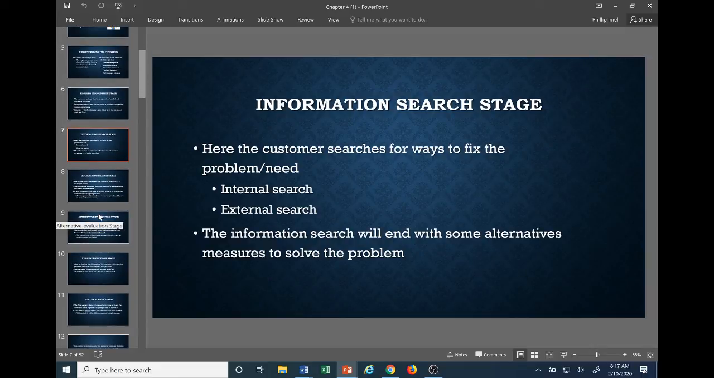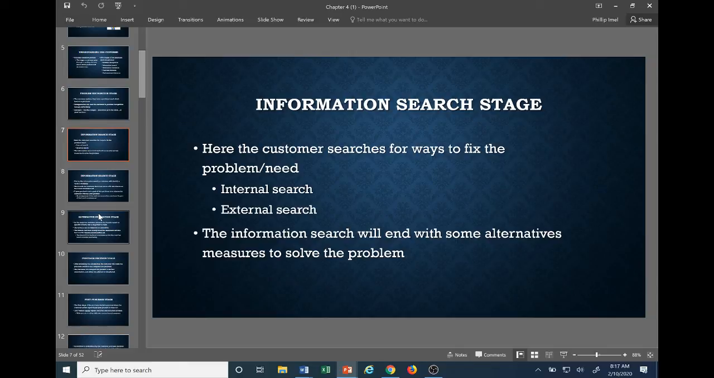The information search stage. Here the customer searches for ways to fix the problem or the need. We have the internal search and the external search. The internal search, using the food example, means you have some types of foods or restaurants that you can think of that you're familiar with already. So you're just internally searching, like, do I want Subway or McDonald's or Burger King, whatever it might be.